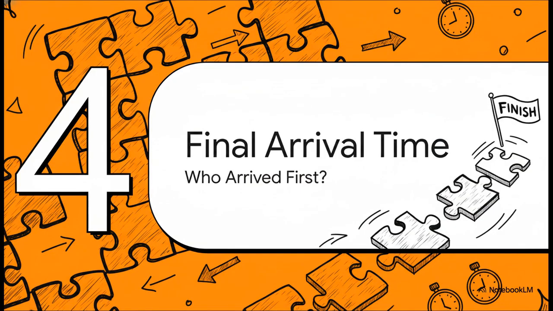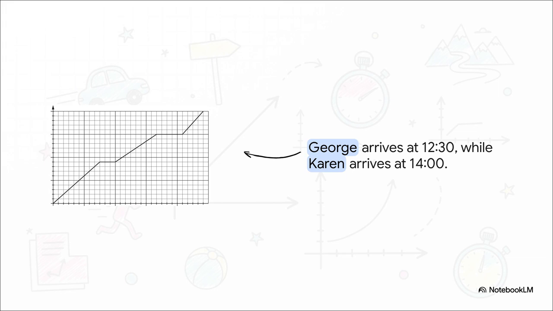Which brings us to the big finale. Section 4, the final arrival time. Who arrived first? Now, what's really interesting about this slide is how we actually visualize the final outcome on the grid. I want you to mentally plot George's arrival for a second.